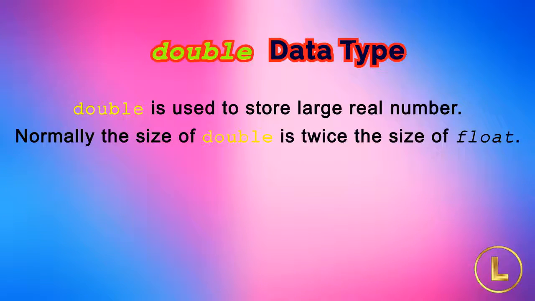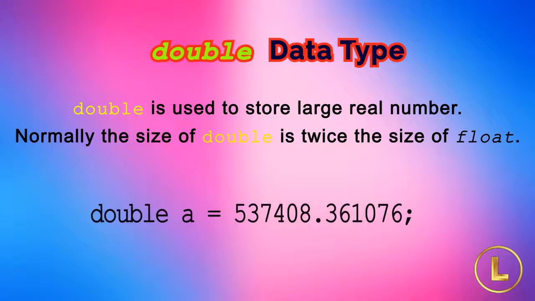Double is another data type of real numbers. If we need to store a large real number which cannot be stored in 4 bytes, then we use the double data type. Normally the size of double is twice the size of float. In the program we use it as follows.